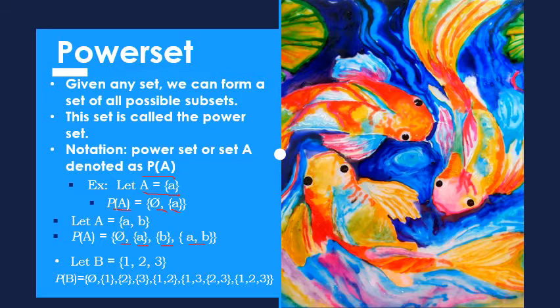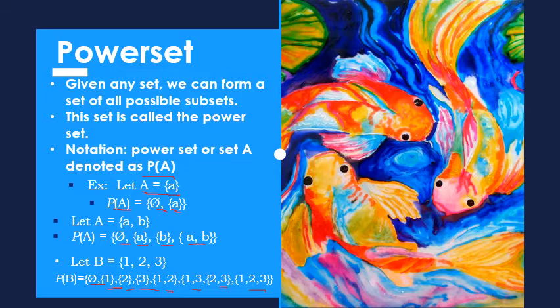For set B, you have elements 1, 2, 3. So we start with null. List down 1, list down 2, list down 3. Then 1 and 2, 1 and 3, 2 and 3, and 1, 2, and 3. So take note of how the power set is listed: start with null, then the elements one at a time, two at a time, and then three at a time.